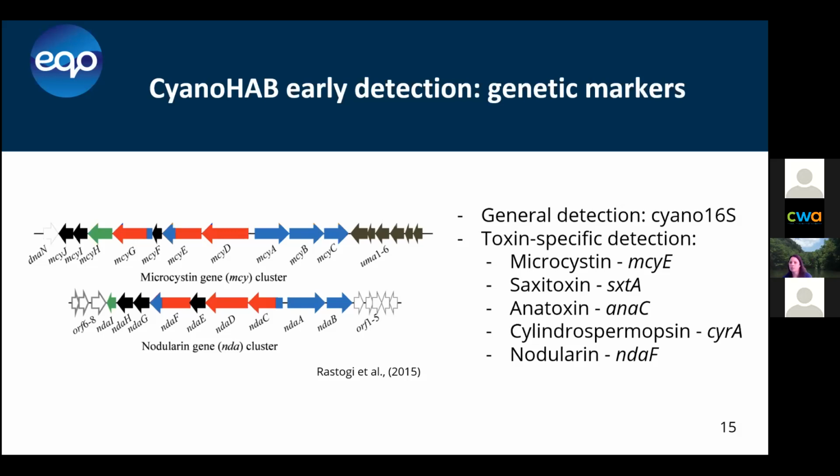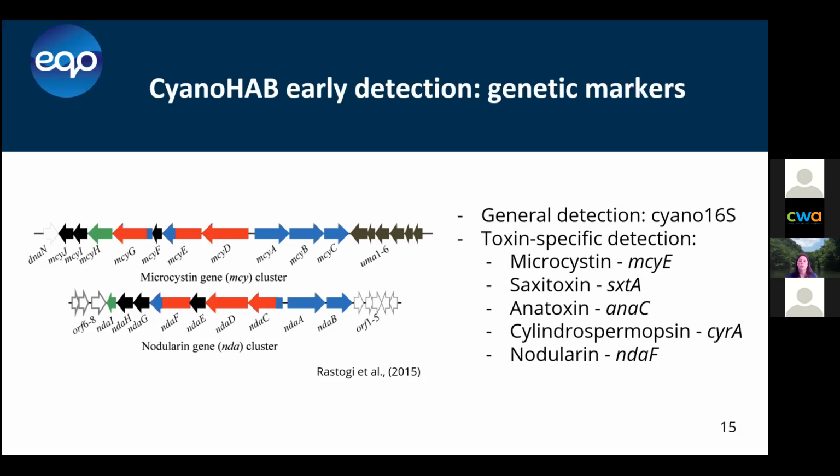And we could do something similar with something like nodularin, right? By using the NDA gene of its cassette. There's one other thing I was going to say and I totally forgot.